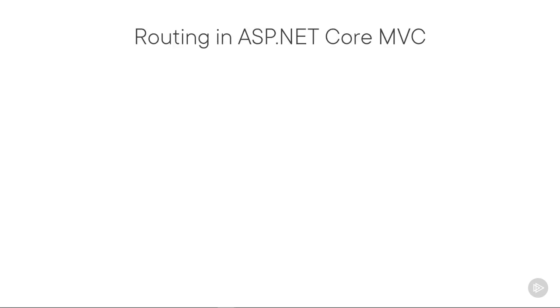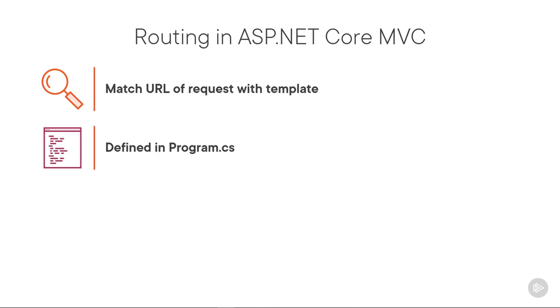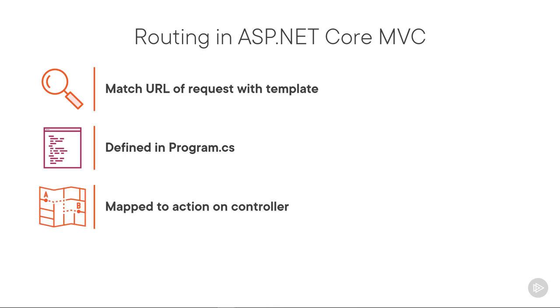Routing is an ASP.NET Core feature. Now we are creating at this point an ASP.NET Core MVC application, and thus we will need to be able to map an incoming request, so based on the URL, to an action on a controller, so that that action can then execute and return a view. That matching will happen for ASP.NET Core MVC based on a template. We will, in our program.cs, define one or more route templates. Based on the URL of the incoming request, a match will be searched, and that will result in an action on the controller to be invoked.